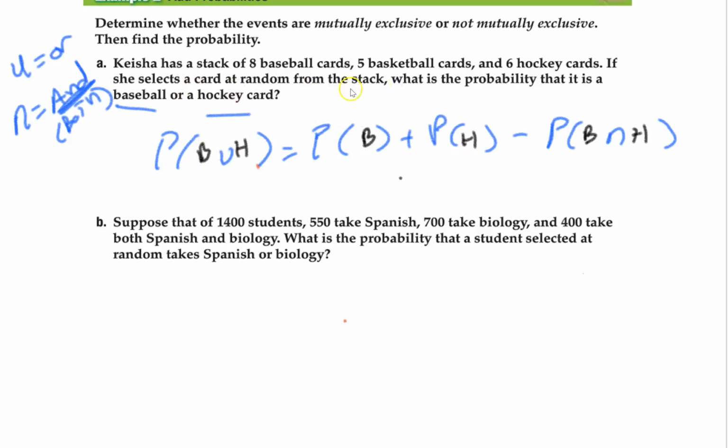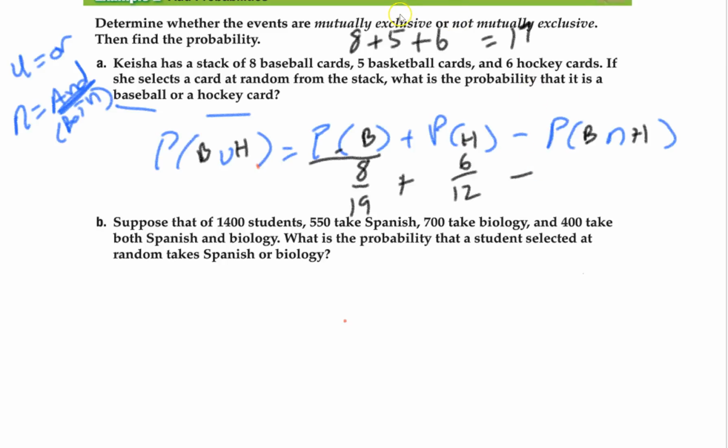If she selects a card at random, what's the probability that it is a baseball or hockey card? So baseball or hockey, we'll be happy with either one. So that's what we're trying to find. Based on this formula, what's the probability of getting a baseball card? And remember the way we do that? It's want over total. How many baseball cards do I want? There's 8 of them, over the total. There's 8 baseball, 5 basketball, and 6 hockey. That's 11 plus 8, there's 19 cards total. So it's 8 out of 19 chance of getting a baseball card. Odds of getting a hockey card? Well, there's only 6 hockey cards, so 6 out of 19.